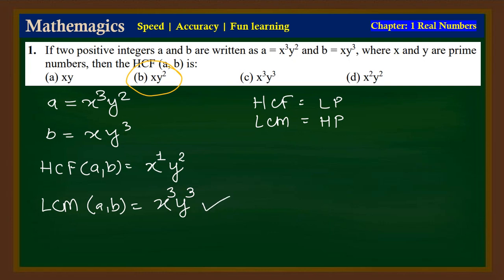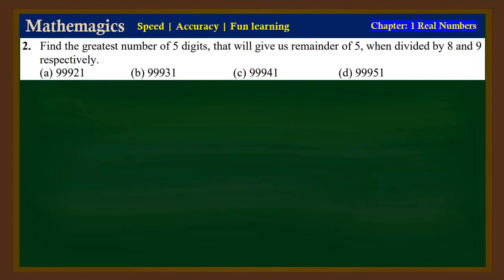So now, dear friends, let us come to question number 2. Find the greatest number of 5 digits that will give a remainder of 5 when divided by 8 and 9 respectively. It means we are going to take the greatest 5 digit number. What is the greatest number of 5 digits? That is 9, 9, 9, 9 and 9. It means 99,999 is the greatest number.